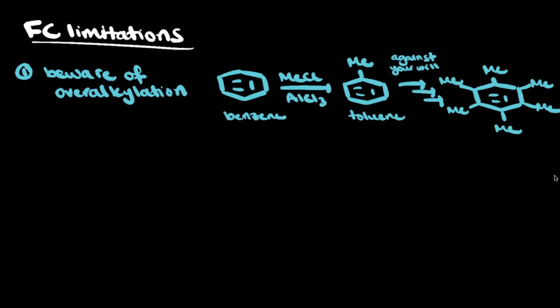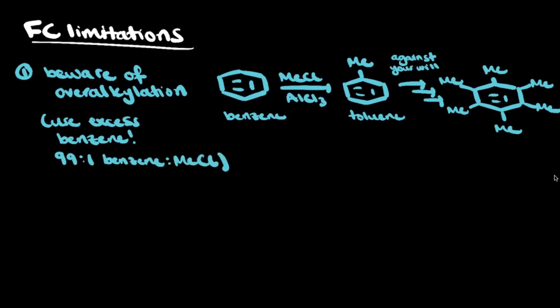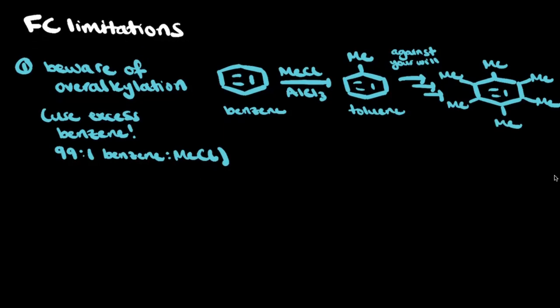That's why you want to be very careful with this. Cool. So in order to prevent overalkylation, use an excess of benzene. Okay, hypothetically, you can maybe use like 99:1 benzene to methyl chloride. But if you have a lot of benzene, then pretty much all the methyl chloride will just be used on mono substituted benzenes. Cool. There are 4 more limitations. Can anyone name another limitation? These are all actually useful for synthesis, so be careful with these.